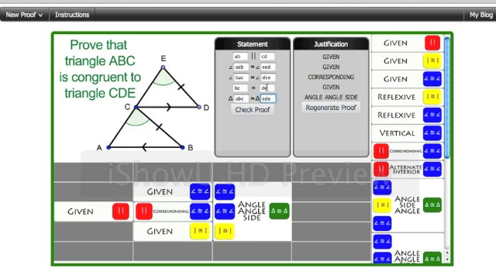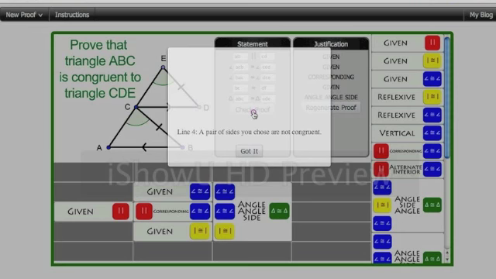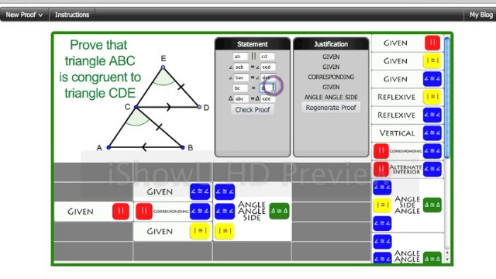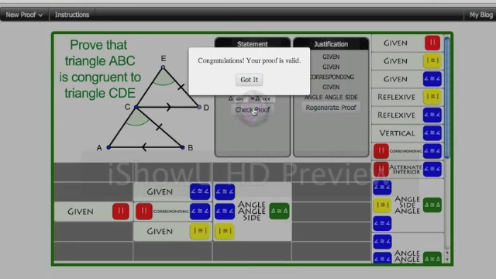Now let's just check for a minute what would happen if I did it wrong. What if I put DF here instead of DE? And then I'm going to go ahead and check my proof, and it'll give me an error. A pair of sides you chose are not congruent. Okay, well, let's go and fix that. Let's make it DE again and check my proof. Congratulations, your proof is valid. Awesome. That's how you use the site congruenceproof.com.